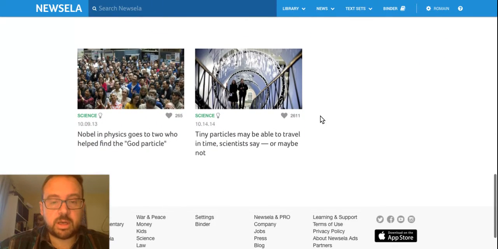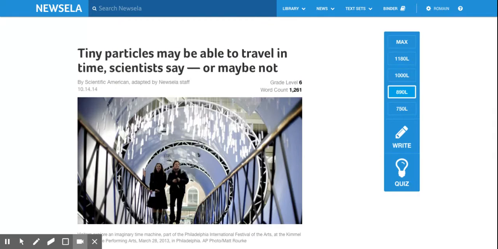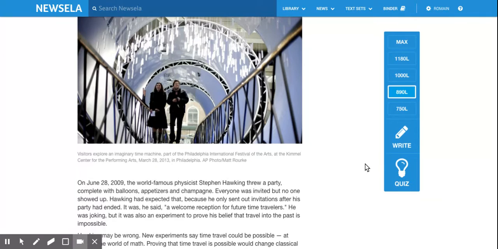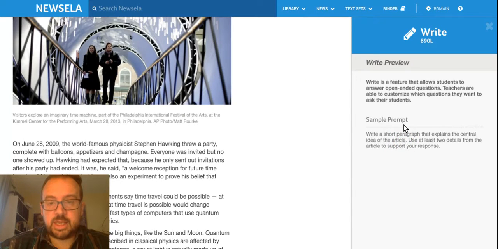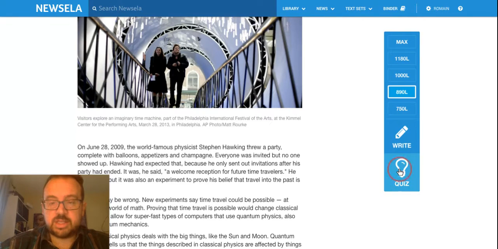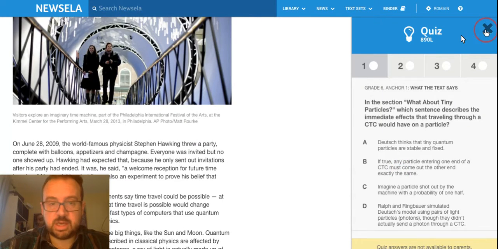Let's pick one like this one. Looks interesting. So once you get to an article, and if you find it interesting, you can adjust the reading level on the side to a reading level that aligns with your students before you assign it. You can customize the writing prompt. It will always come with a writing prompt. This is the sample one about writing a short paragraph to summarize the main idea. And then you can preview the quiz that will be given to them.